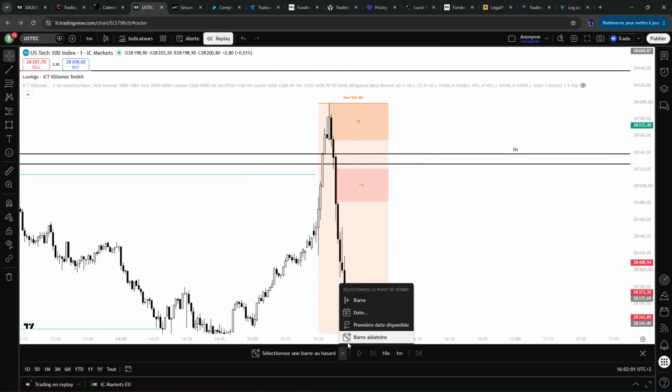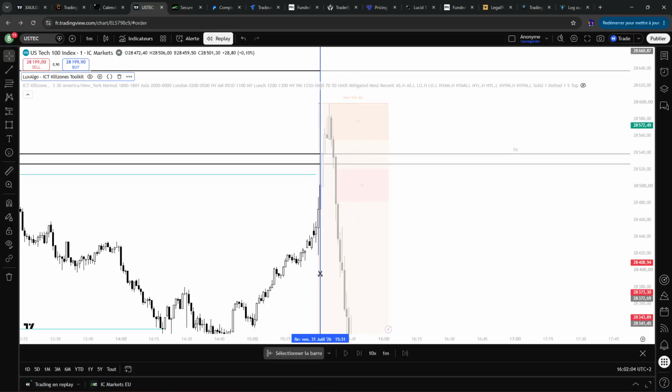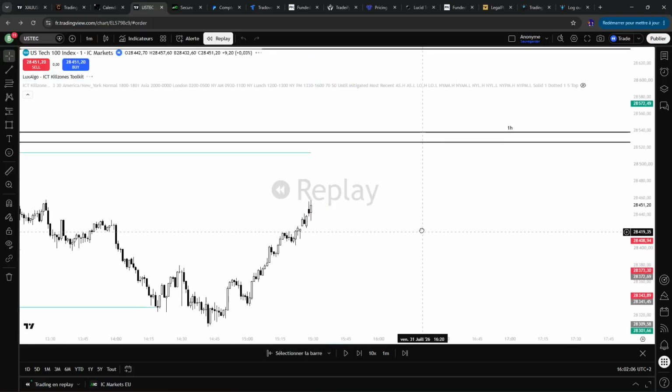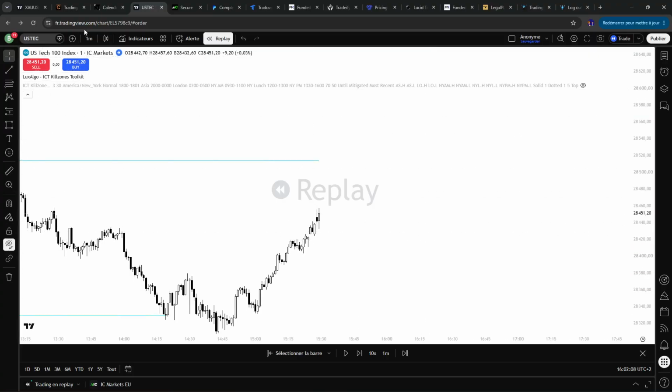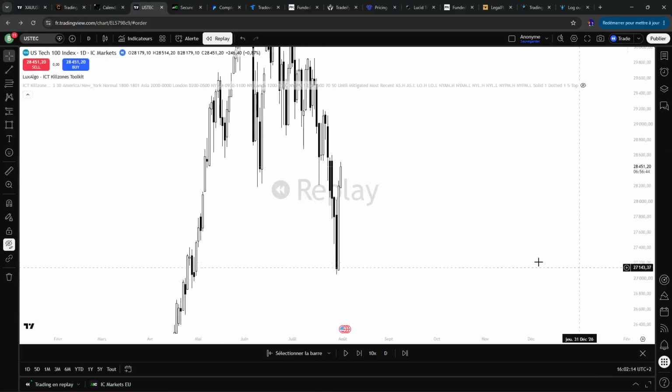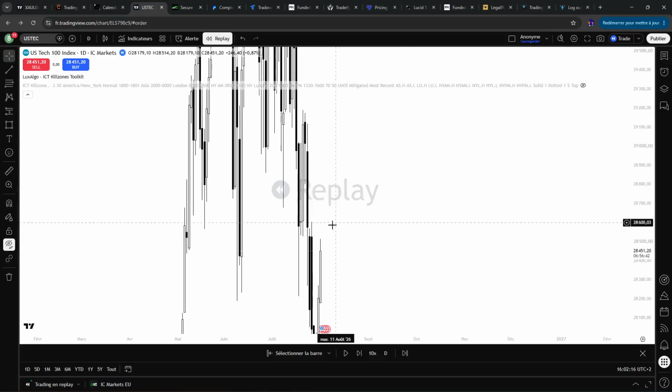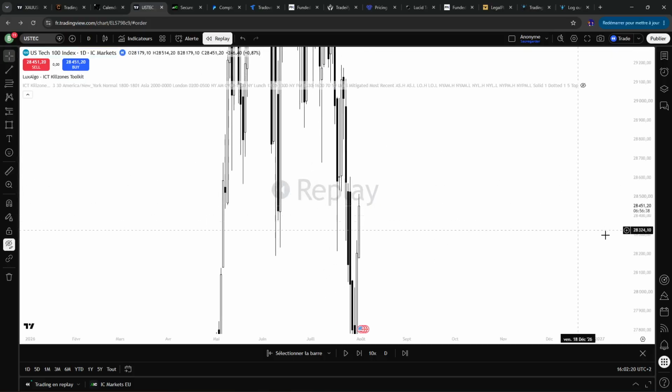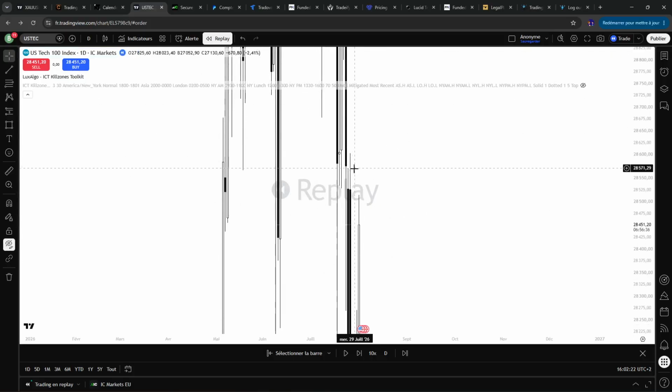Just before your session, the first thing we are going to do is go to the daily time frame to see the bias. We can see that we are bullish since 2 days, but we are coming back to a daily gap, a daily FVG. So we can get this rejection wick or this rejection block.